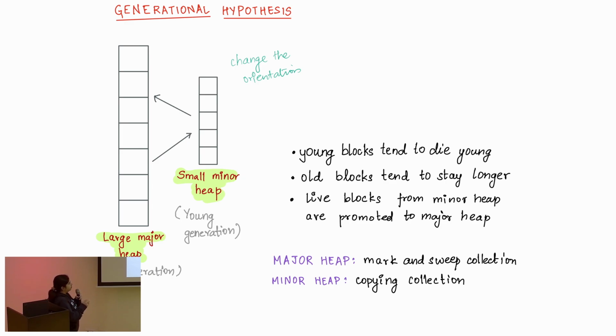There are some really nice tricks that the GC does here, but I won't be getting into details of it right now. But just remember that we have two heaps. The major heap follows mark and sweep collection, and the minor heap follows copying collection. We'll see what the relevance of it is in a bit.